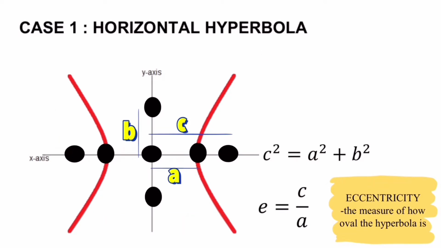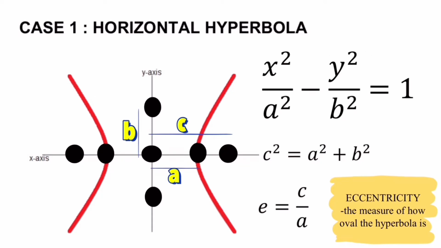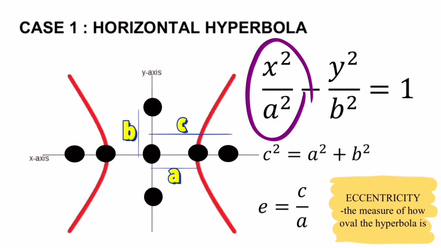Now, the standard formula for a horizontal hyperbola is x squared over a squared minus y squared over b squared equals 1. Please notice this. Since our a is on the horizontal axis, we placed it under the x squared. And since our vertex is on the horizontal axis, the x squared over a squared is positive.